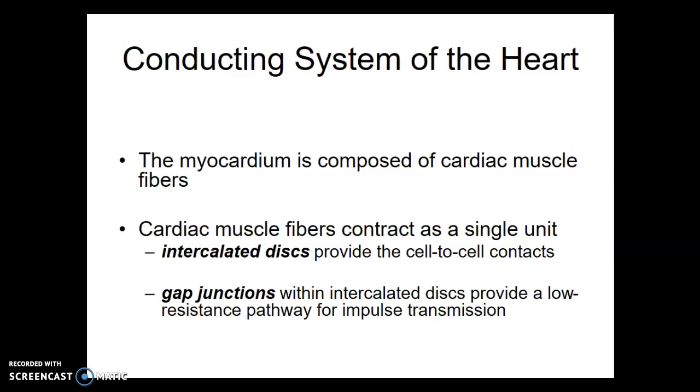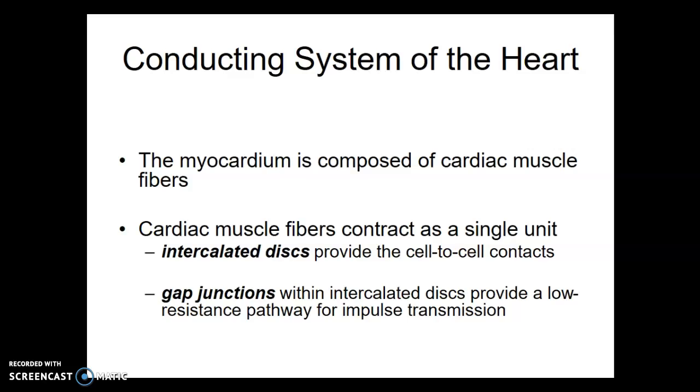Those cardiac muscle fibers contract as a single unit. We have these things called intercalated discs that provide cell-to-cell contacts. The intercalated discs are in the same place as the Z discs are on skeletal muscle cells. These are special little discs in between the cardiac muscle cells that have little perforations in them called gap junctions.